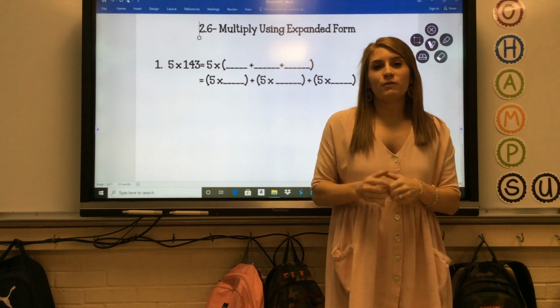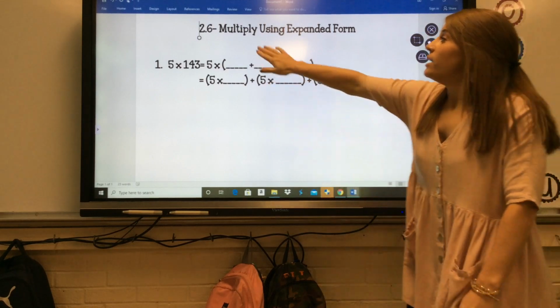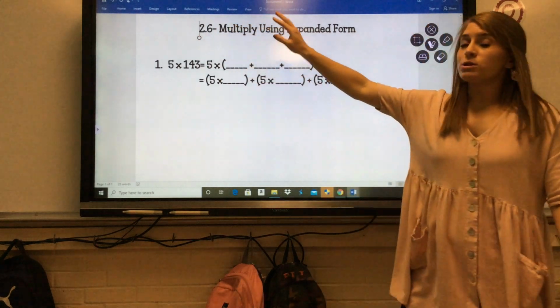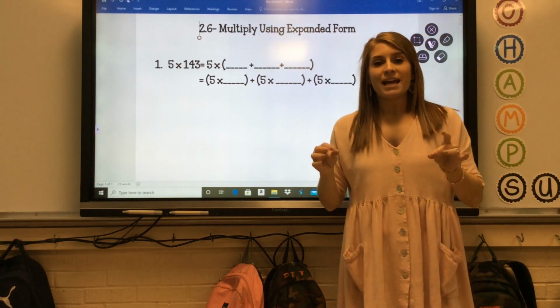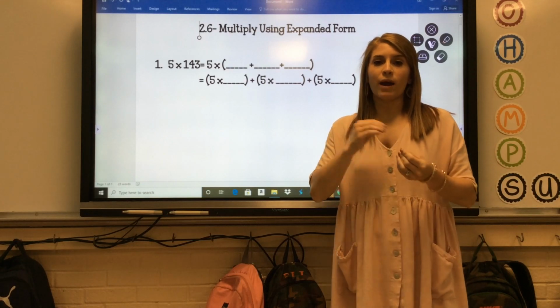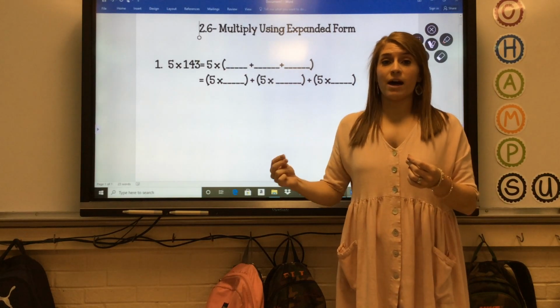We're going to keep on moving with chapter 2. 2.6 today, we're going to multiply using expanded form. Now remember, expanded form is when we take a number and we break it up by its place value.